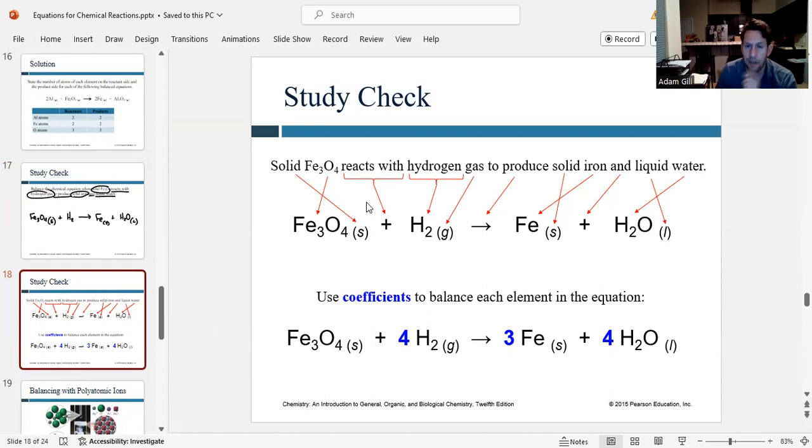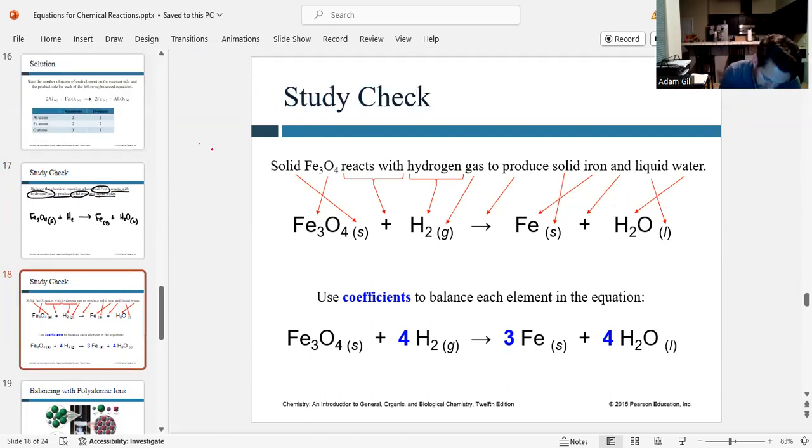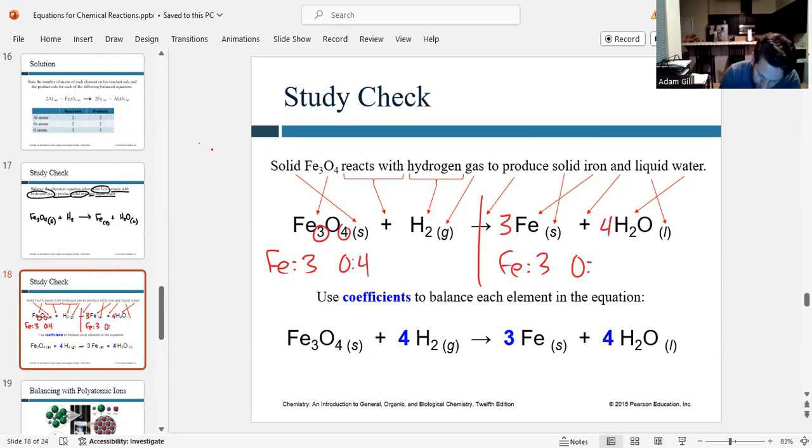So if we're looking at the iron here, I see that I have 3 of them. But on the right side, there's only 1. So that means I need to put a coefficient of 3 to give me the 3 irons. And then for oxygen, I have a subscript 4, which tells me that there's 4 oxygen atoms here. But on this side, there's only 1. So I have to put a coefficient 4 to give me my 4 oxygens.